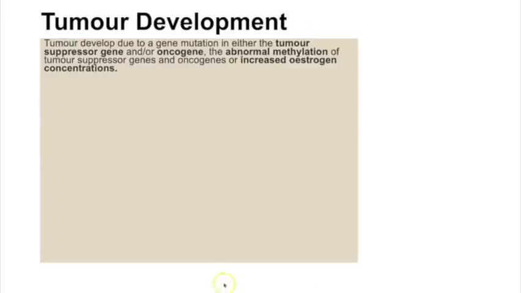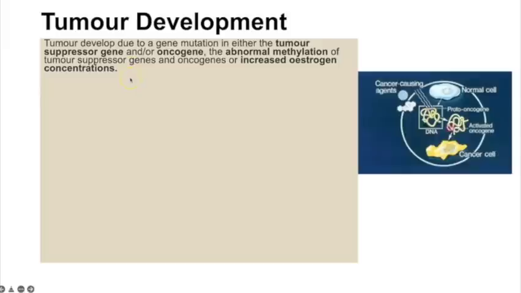So the tumour development then, as we said, it could be due to a gene mutation, and if it is a gene mutation, the mutation would have had to have occurred either in the tumour suppressor gene and or the oncogene. It could also be linked to epigenetics though. So if you have abnormal methylation of a tumour suppressor gene or an oncogene, or if you have increased estrogen concentrations affecting transcription. So those are all of the possible causes of these tumour developments.